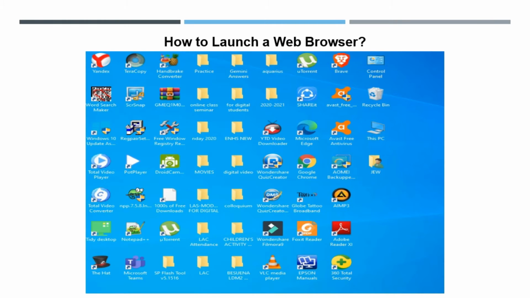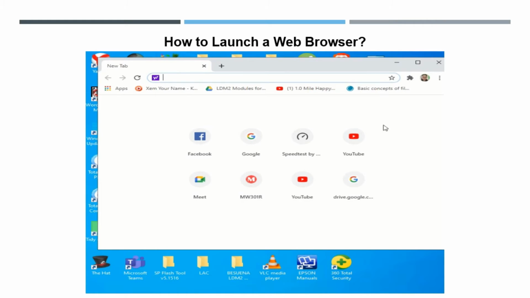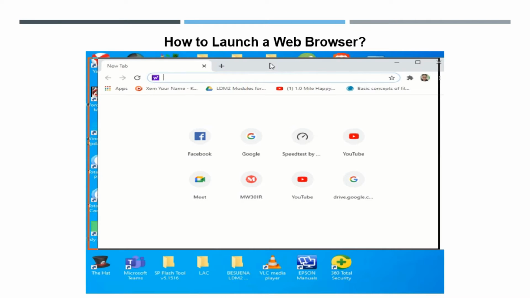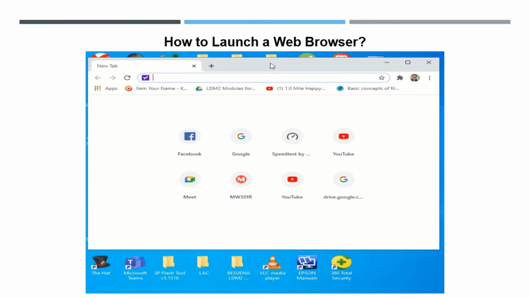So how to launch a web browser? As you can see here on my desktop, we have the Google Chrome and the Brave browser. So this time, we will select the Google Chrome. To open or to launch the Google Chrome, you just need to double click. So once you double click, you can see here already the windows for our Google Chrome.